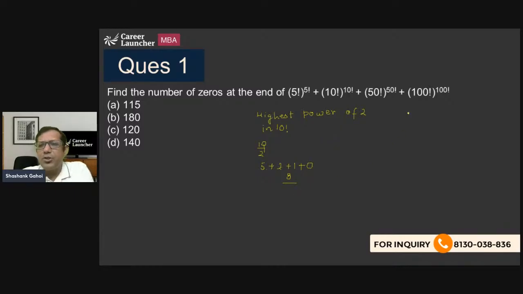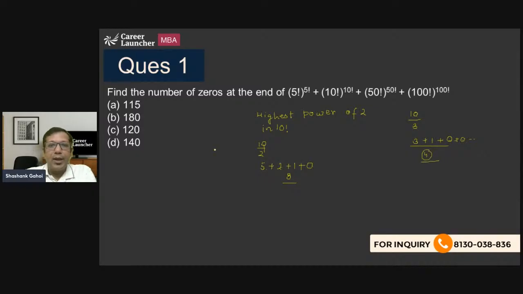Now the question says, what is the highest power of 3 in 10 factorial? So for the highest power of 3, 10 upon 3 is 3 point something. Remove the decimal. Now 3 upon 3 is going to be 1. Then 1 upon 3 is 0 point something, so it becomes 0. So the highest power of 3 in 10 factorial becomes 3 plus 1, that's 4.